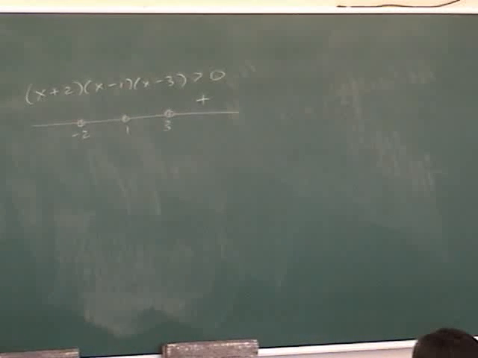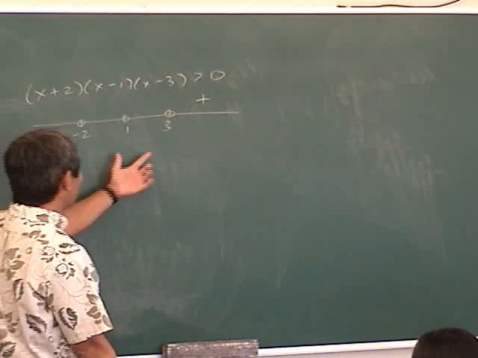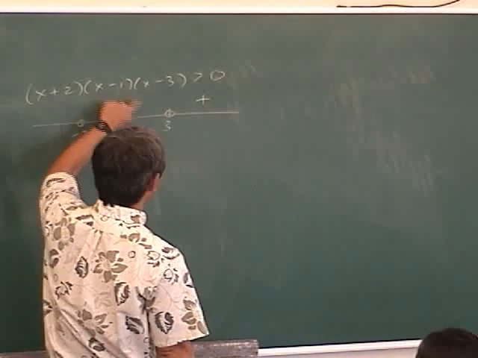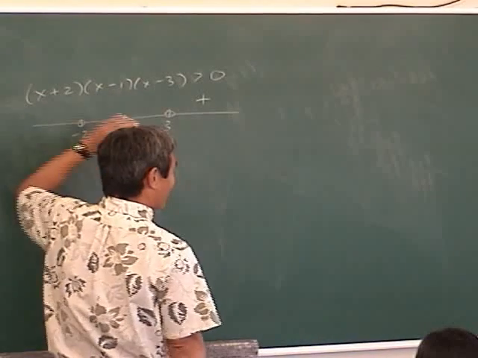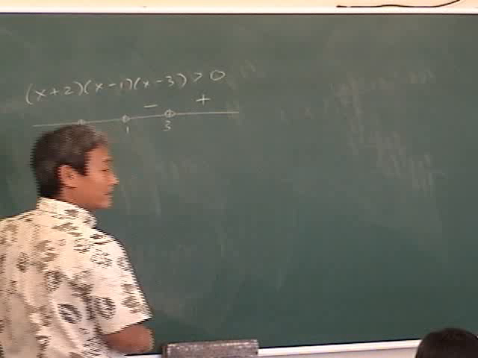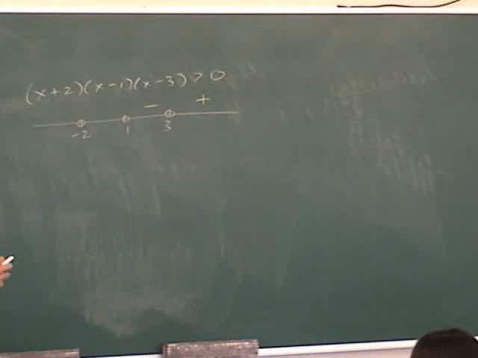And then you just keep testing all the regions. Think of a number between 1 and 3. 2, plug it in. 2 plus 2 is positive. 2 minus 1 is positive. 2 minus 3 is negative. Positive times negative is negative. You guys did this last year, right? But then if you know things, then you can save time.